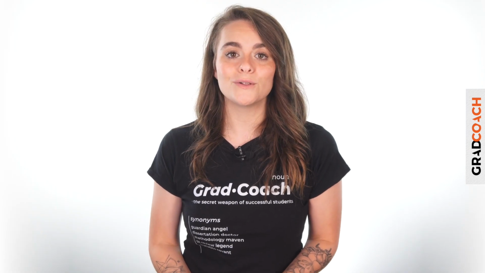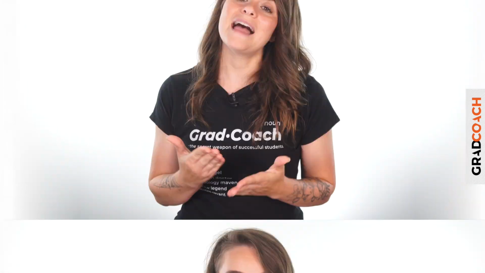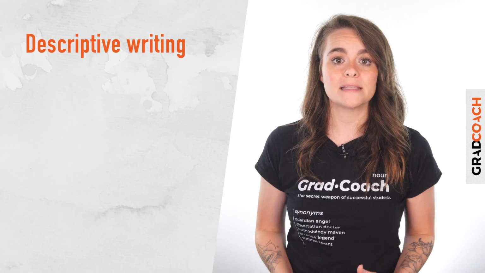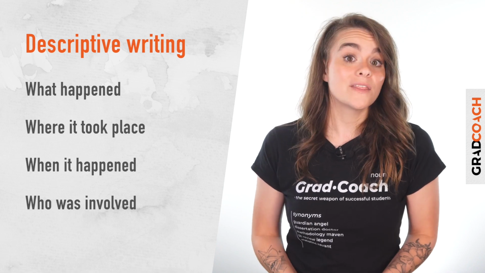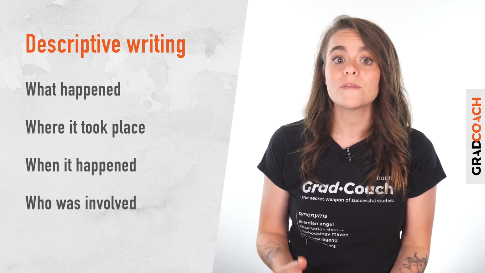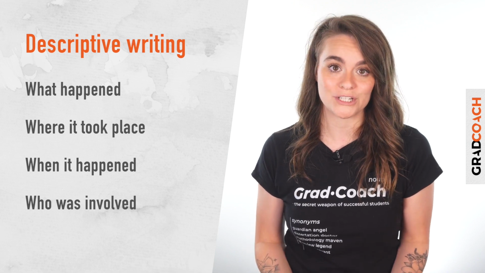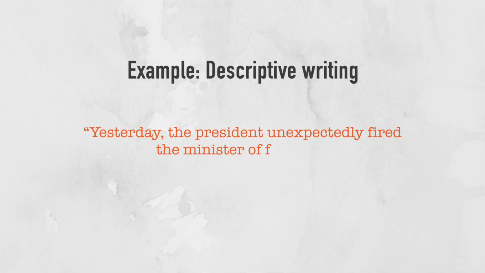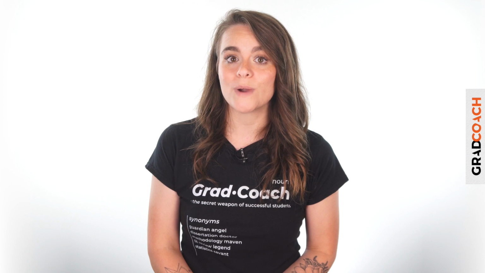Now, to understand what constitutes critical or analytical writing, it's useful to compare it against its opposite, descriptive writing. So let's have a little showdown. Descriptive versus critical. At the most basic level, descriptive writing merely communicates the what, where, when, or who. In other words, it describes a thing, place, time, or person. It doesn't consider anything beyond that or explore the impact, importance, or meaning of the situation. Here's an example of a descriptive sentence. Yesterday, the president unexpectedly fired the Minister of Finance. As you can see, this sentence just states what happened, when it happened, and who was involved. Classic descriptive writing.